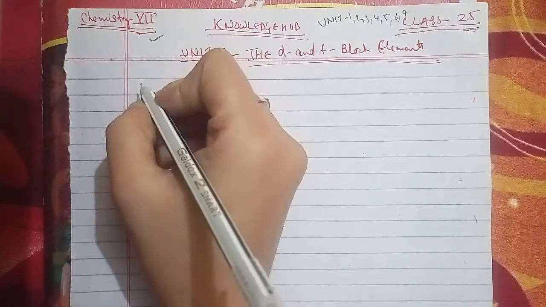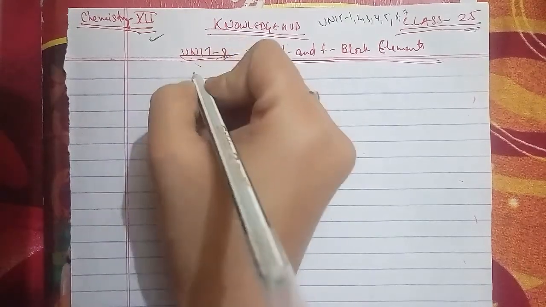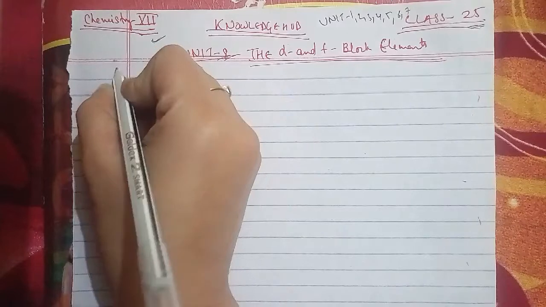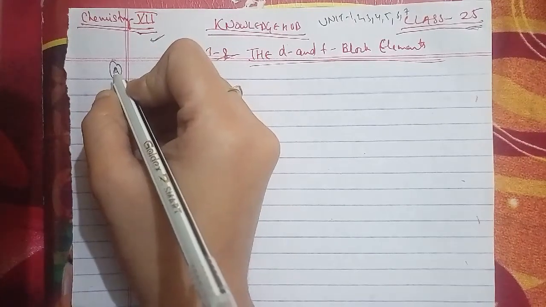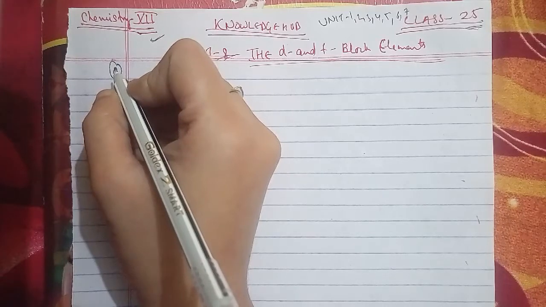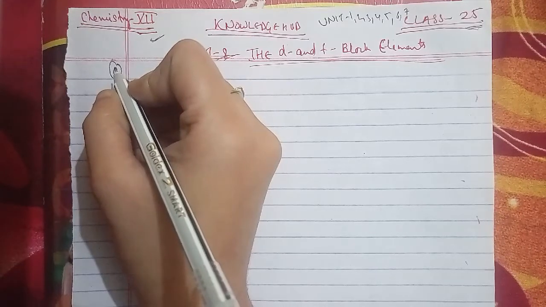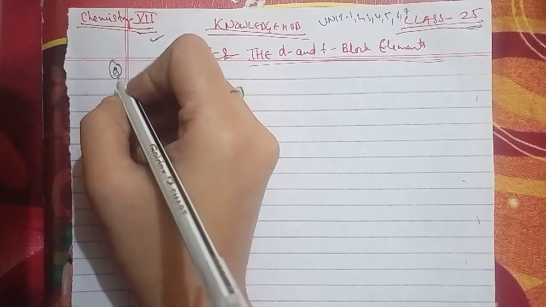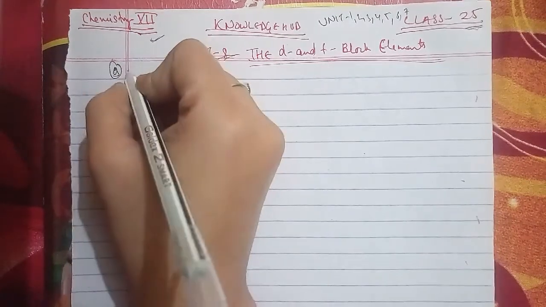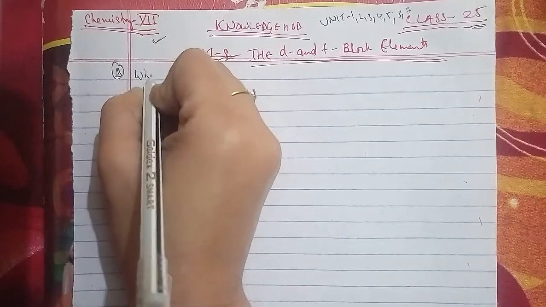So the question we have is the fourth question of this particular unit, but in this session it is your first question here. The question is, why is Cr2+ reducing and Mn3+ oxidizing when both have d4 configuration? So that is what we have to talk about. I will write the question first.